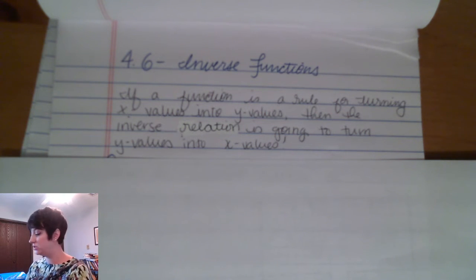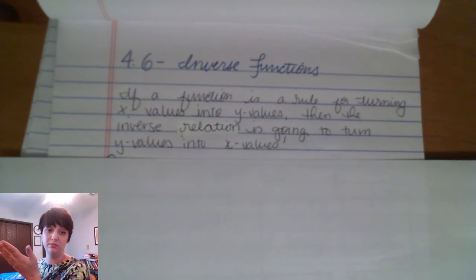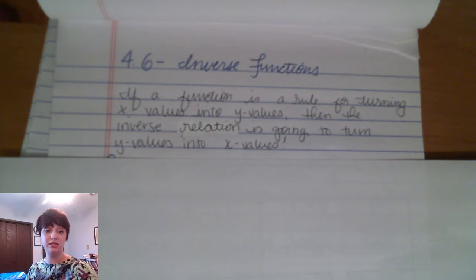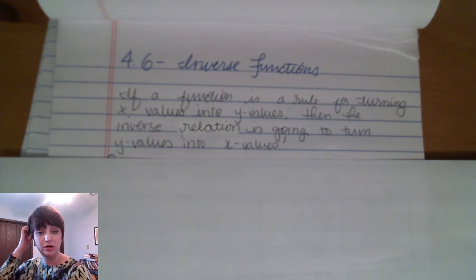So this starts 4-6, which is called inverse functions. If a function is a rule for turning x values into y values, then the inverse is going to turn y values back into x's. So think of you have a machine, and inside your machine you put, say, social security number, and out comes the person's name. Then the inverse is you plug in someone's name and then it spits out the social security number.